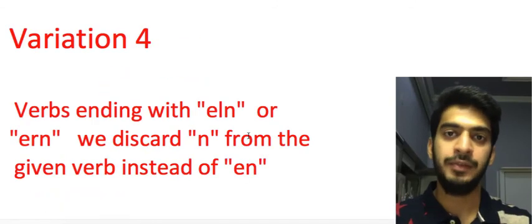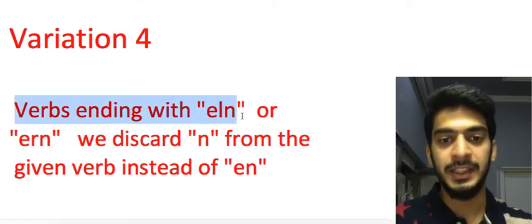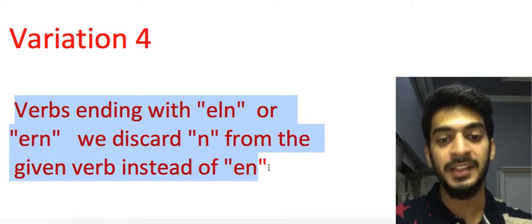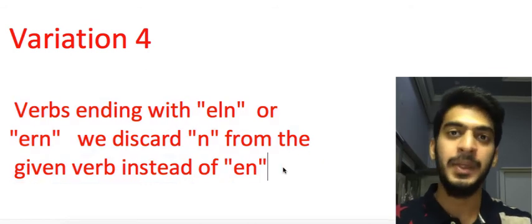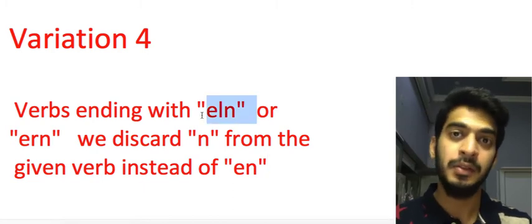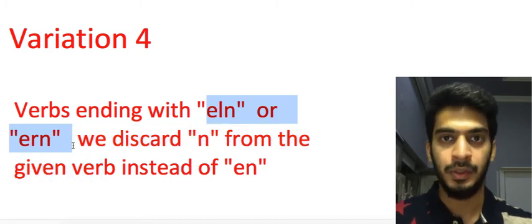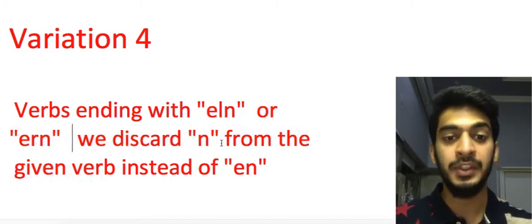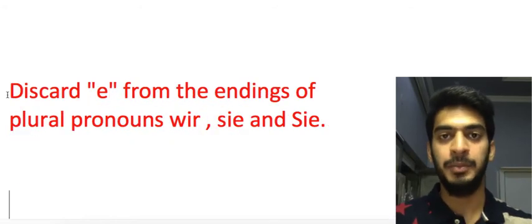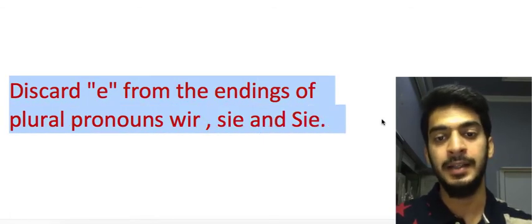Variation 4. In this variation, we need to follow two rules. Rule number 1. Verbs ending with ELN or ERN, we discard N from the given verb instead of EN. As I have explained earlier, almost every German verb ends with EN, but there are certain verbs in German which end with ELN or ERN. So, in this specific category, we have to discard N from the given verb instead of EN. Rule number 2. Discard E from the endings of plural pronouns wir, sie and capital Z.